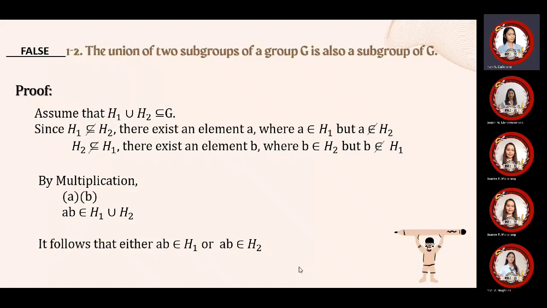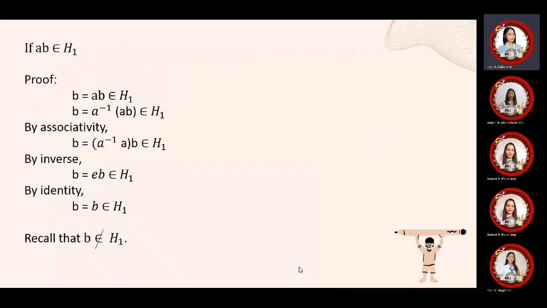So the product AB is an element of H sub 1 union H sub 2. It follows that either AB is an element of H sub 1 or AB is an element of H sub 2. To solve po, if AB is an element of H sub 1, since yung element po ng ating H sub 1 is A, we have B is equal to A inverse multiplied by AB, an element of H sub 1.